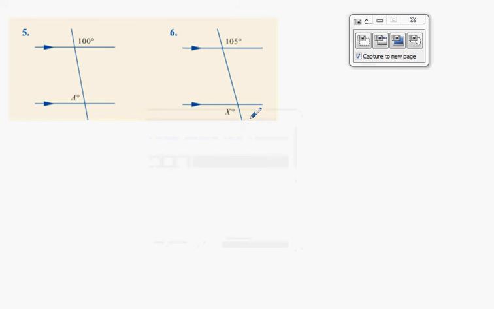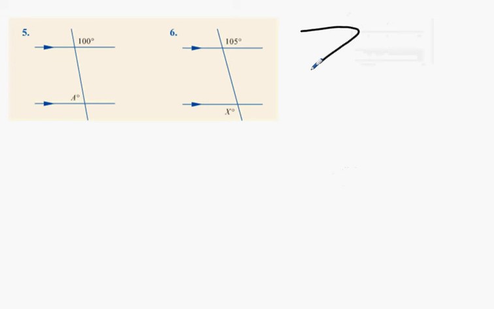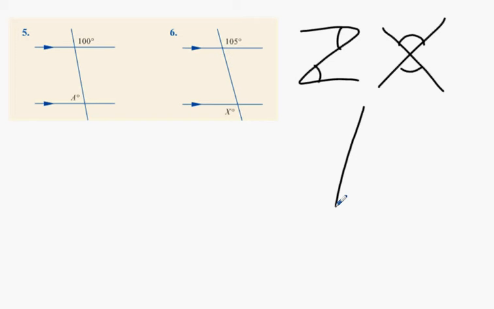Okay, so here we have question 5. What we're talking about is: Z represents alternate angles, X's represent opposite angles, and a distorted F represents what's called corresponding angles. Is that okay? So we look at the first one and we go, alright.